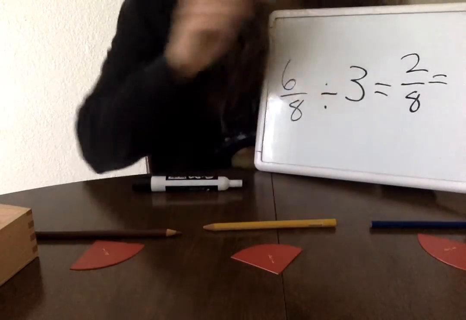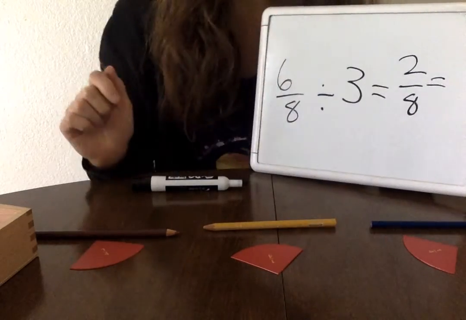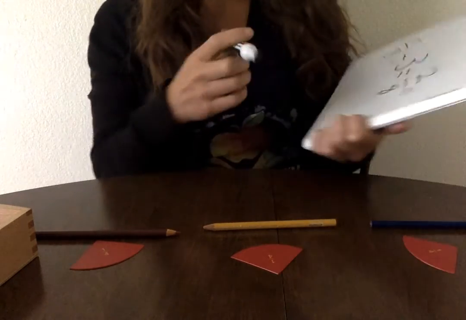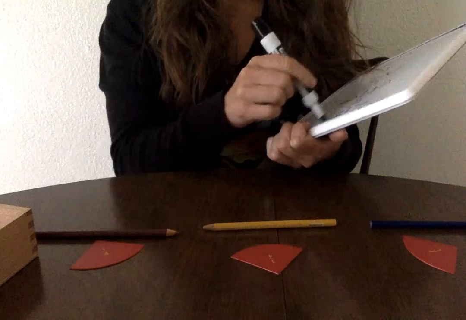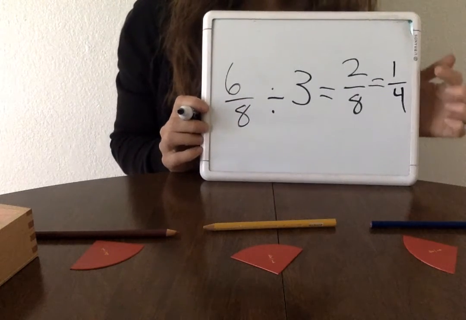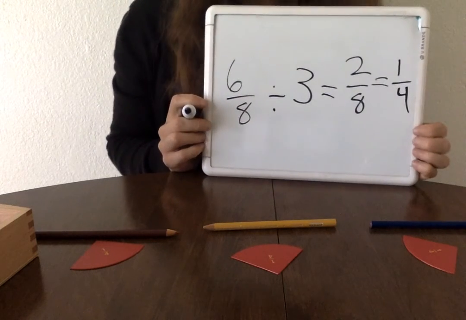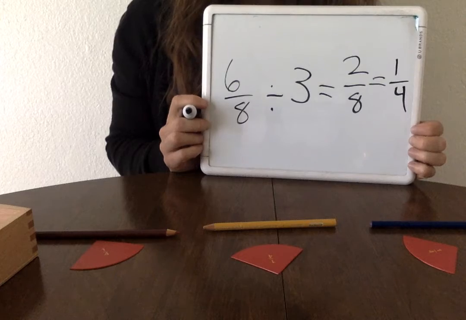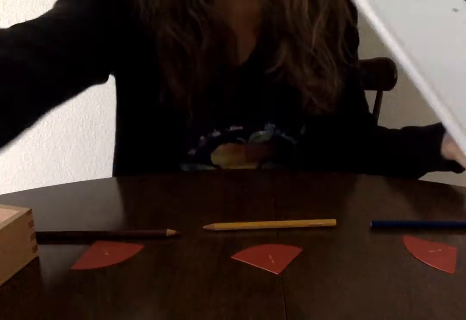And now we can see that each unit got 1/4. So our quotient is 1/4. 6/8 divided by 3 equals 2/8, which equals 1/4. Okay, so that is how you divide fractions by whole numbers. Good luck.